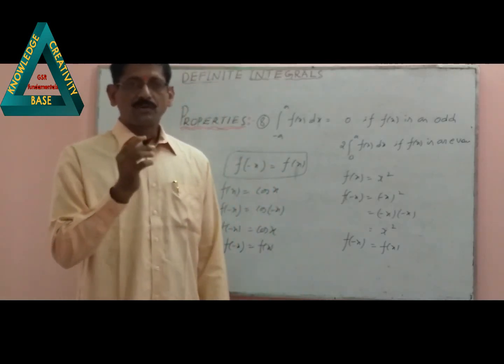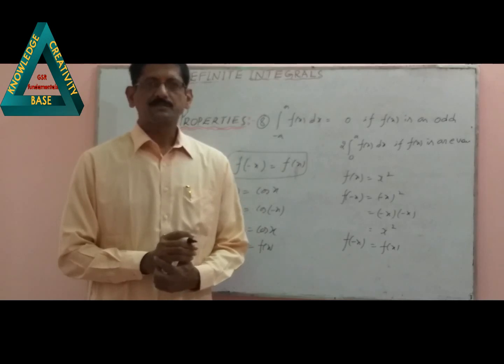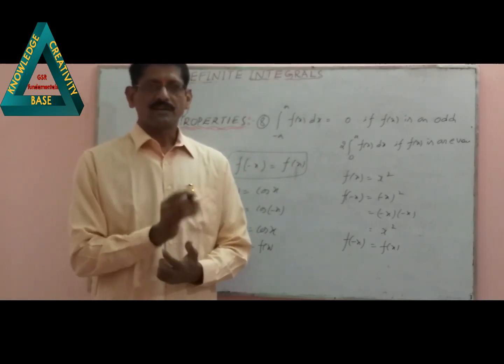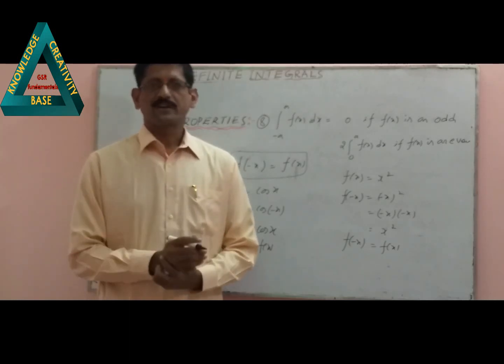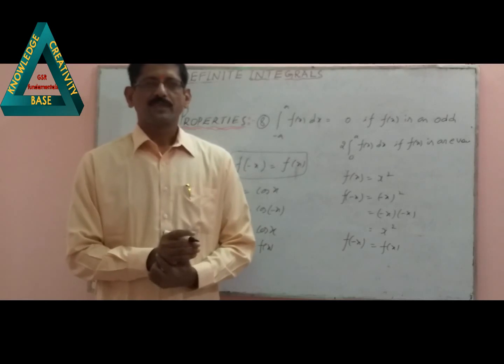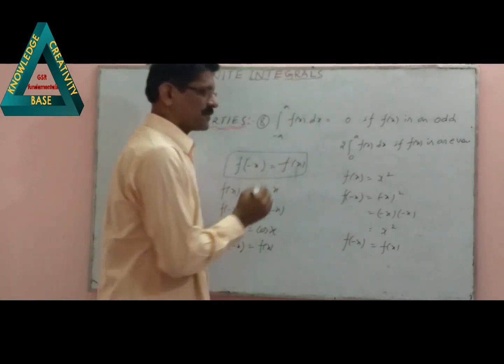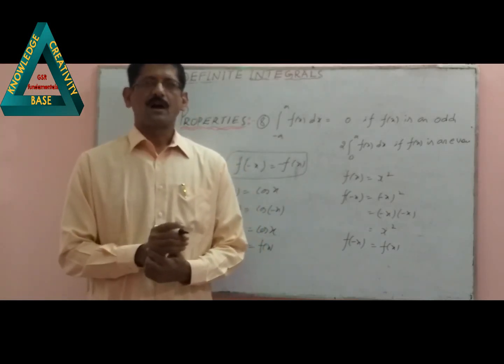Okay? There are two types of functions, even functions and odd functions. Even function means f of minus x is equal to f of x. When this condition is satisfied, that type of function is called an even function. Next, odd functions. What is meant by an odd function? A function f is said to be an odd function if f of minus x is equal to minus f of x. When this condition is satisfied, that type of function is called an odd function.